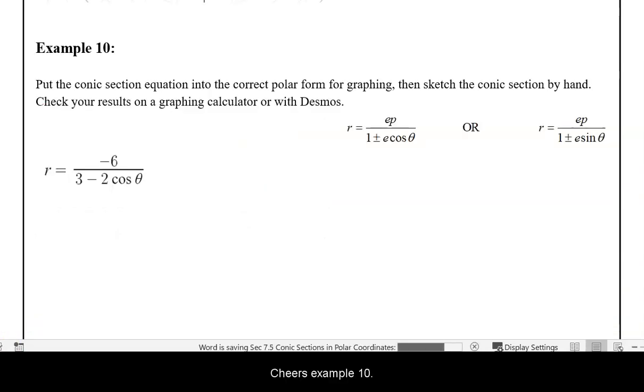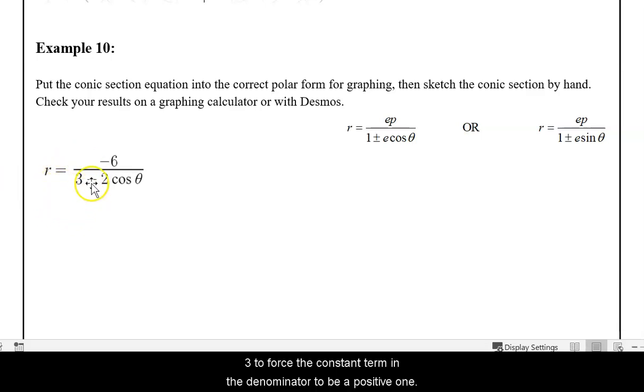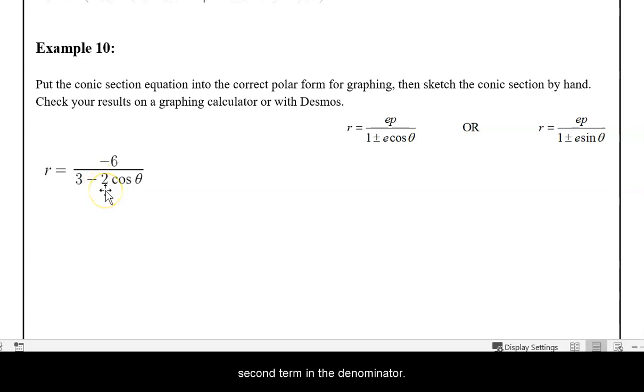Here's example 10. In example 10, I again will need to multiply by 1 over 3 over 1 over 3 to force the constant term in the denominator to be a positive 1. That will not change the sign of the numerator or the second term in the denominator. It will, however, change the numbers. It will become negative 2 in the numerator and negative 2/3 as the coefficient of cosine. Eccentricity is the absolute value of that, which means it's 2/3, so I have an ellipse.